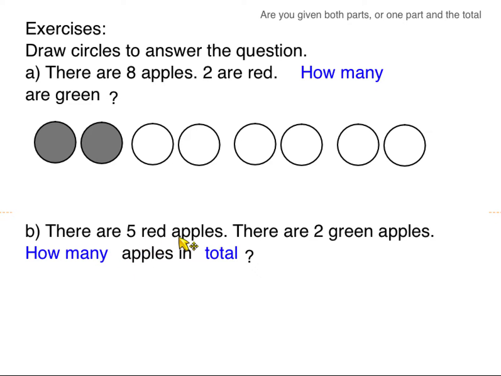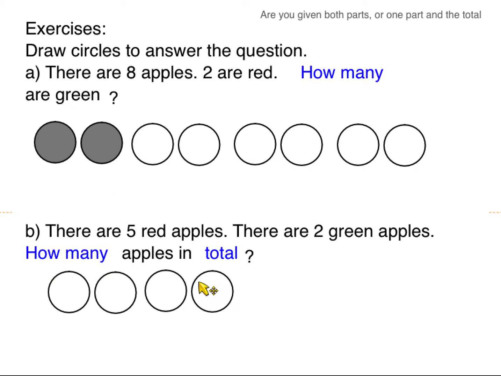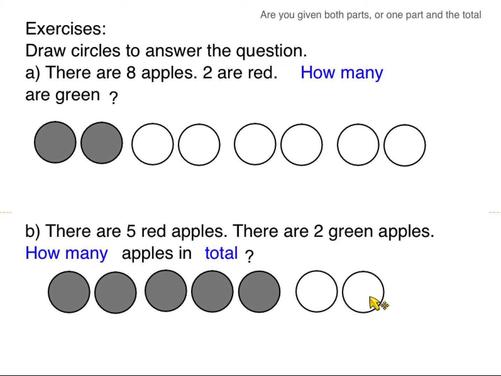There are 5 red apples. There are 2 green apples. How many apples are there in total? Well, we don't know. They haven't told us. We have to figure it out. 1, 2, 3, 4, 5. Let's make our red apples gray. 5 red apples, 2 green apples. These are the parts. The total is all of them. How many apples in total? 7.